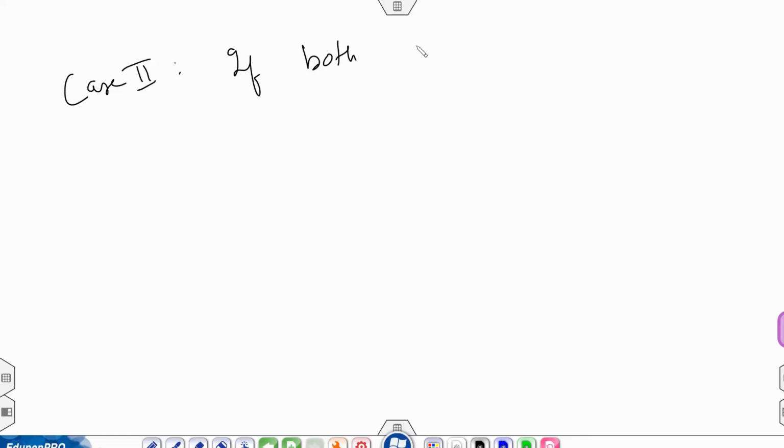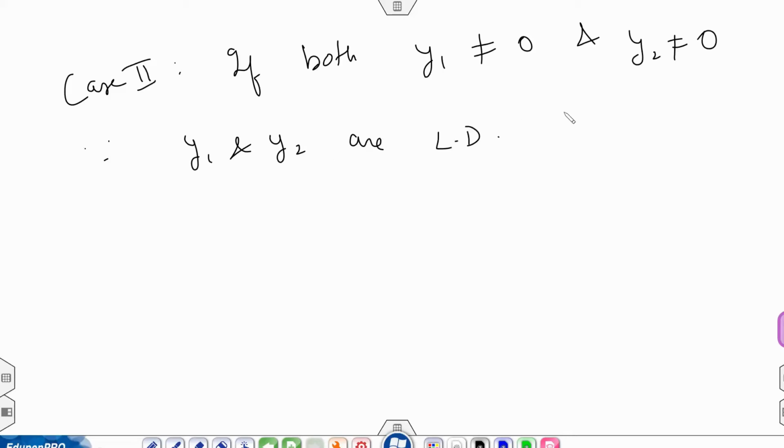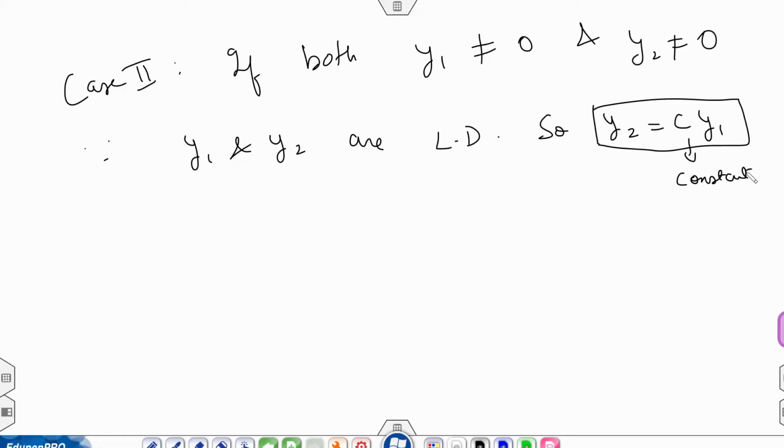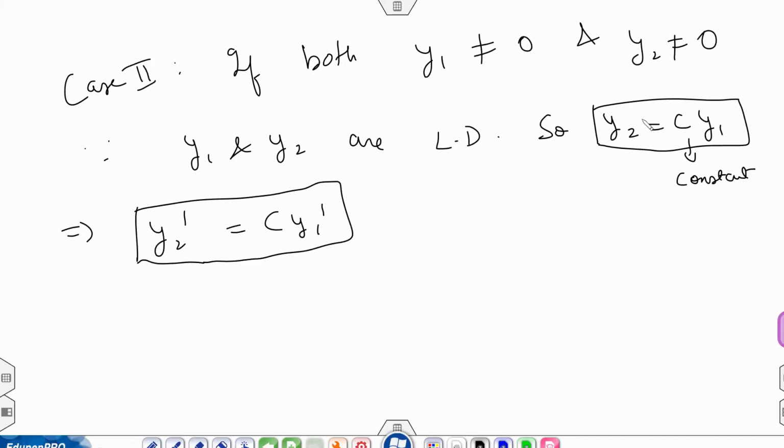If y1 is not equal to 0 and y2 is not equal to 0, now we will see what will happen. Since y1 and y2 are linearly dependent, y2 will be equal to c y1, because these both are linearly dependent, where c is any constant. Okay, so this implies y2 dash will be equal to c y1 dash. This is again one equation. I just differentiated this, so I will get this.